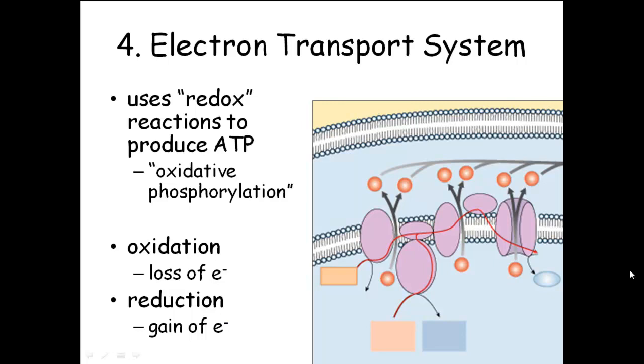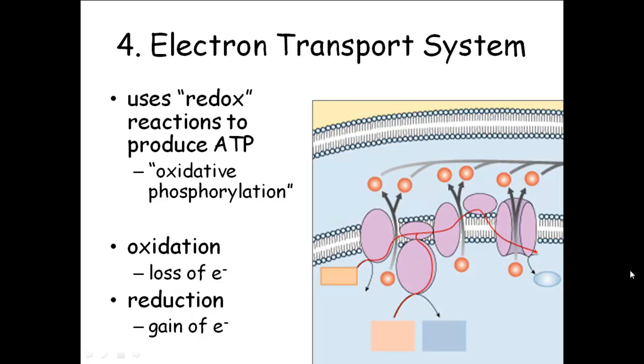Now, when I say oxidation, you immediately think oxygen, right? The word oxidation has nothing to do with oxygen. It has to do with electrons. Redox reactions, oxidation and reduction, has to do with electrons. If something is oxidized, it loses electrons. Something that is reduced gains electrons. This is the way I remember it. What kind of charge does an electron have? Negative. So if you get negatives, you get reduced.